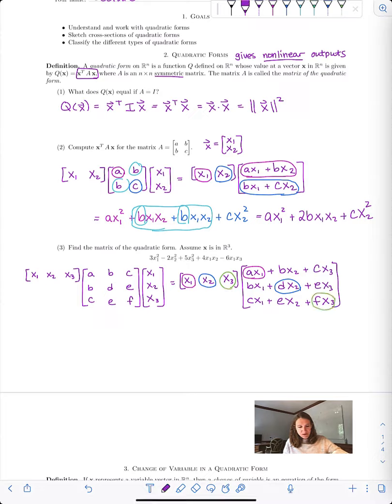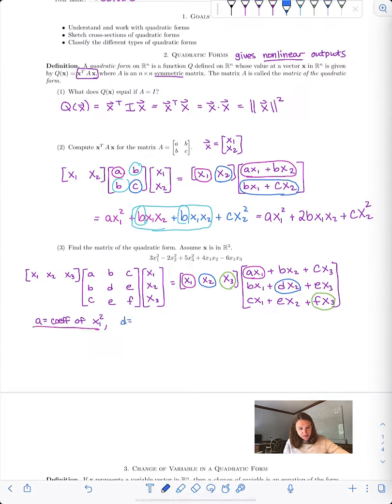So what this means is that A equals the coefficient of x1 squared. D, I should have done that in pink.